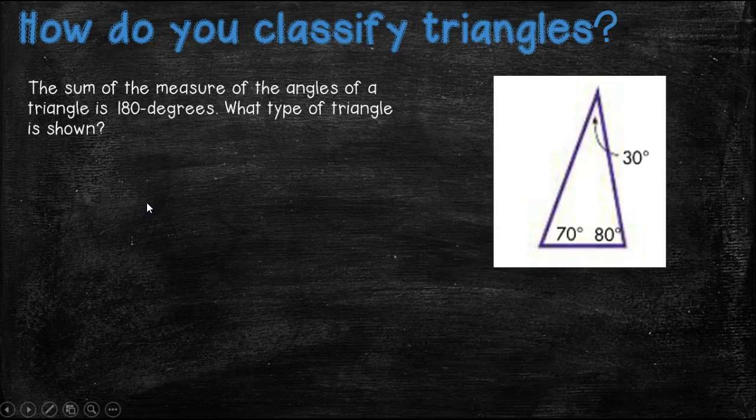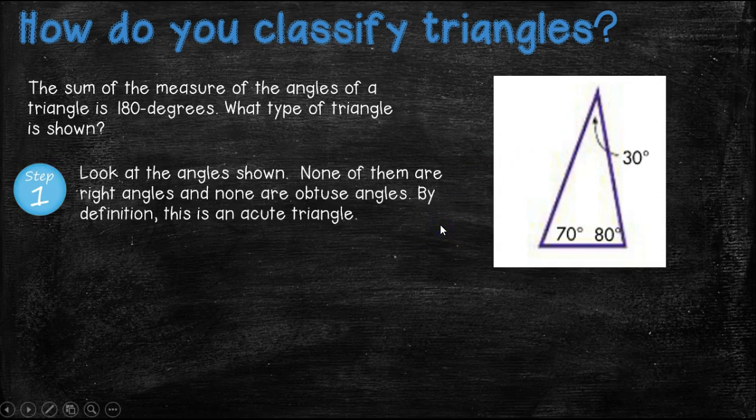So how do you classify triangles? Well, here in this picture, the sum of the measure of all three angles in this triangle is 180 degrees. So what type of triangle is shown? Well, what do we know from this? We know that this angle is 70 degrees, this angle is 80 degrees, and this angle is 30 degrees.